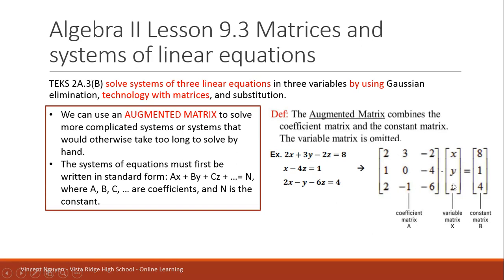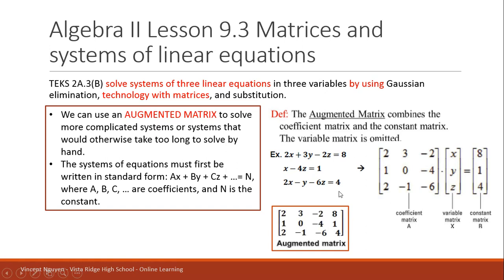And then over here, we have the variable matrix, which means we take all the variables x, y, z that we don't know, we multiply by this coefficient matrix, and then all of that is equal to the constant matrix, which are these numbers right here, 8, 1, and 4, right? It's pretty straightforward. We put these matrices together, and we get an augmented matrix, okay?